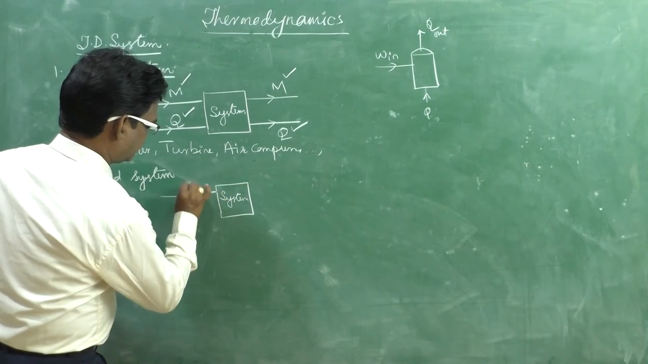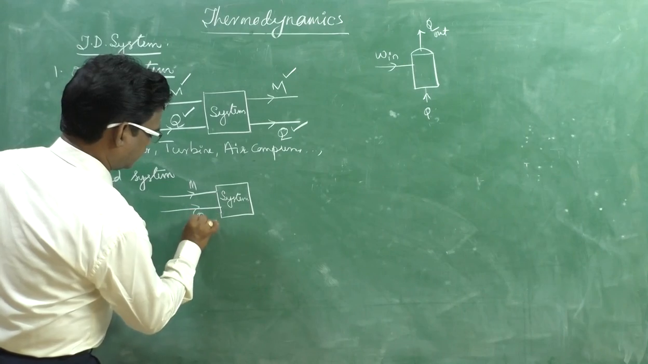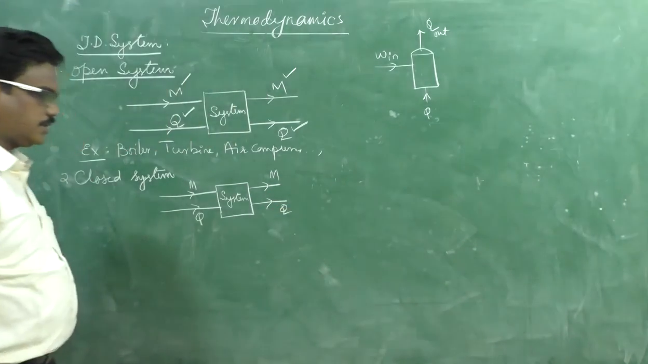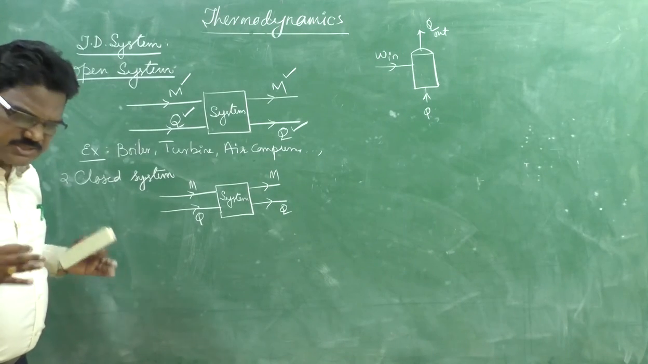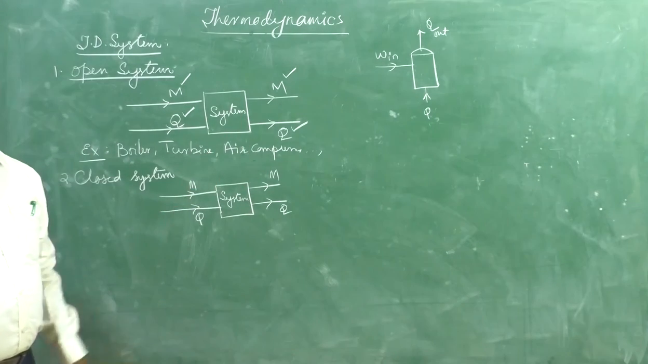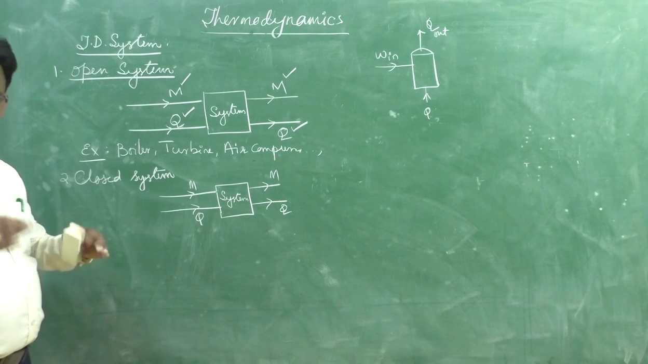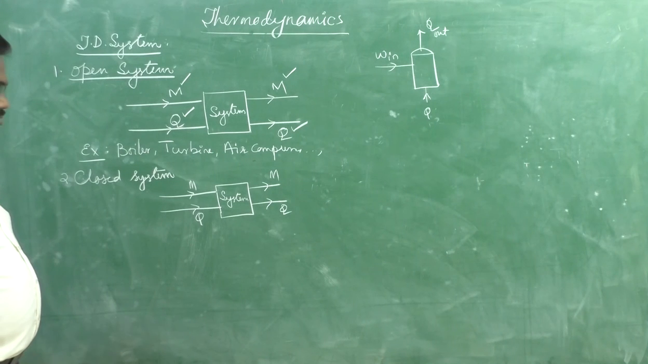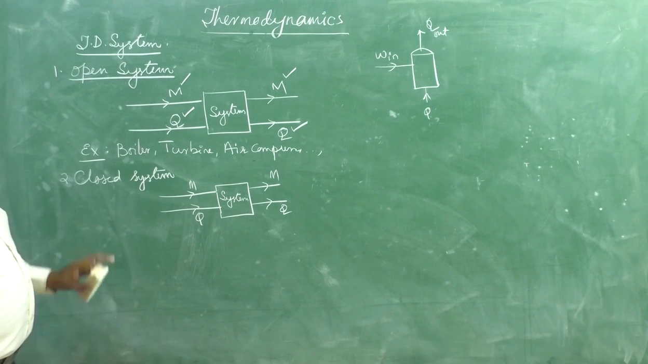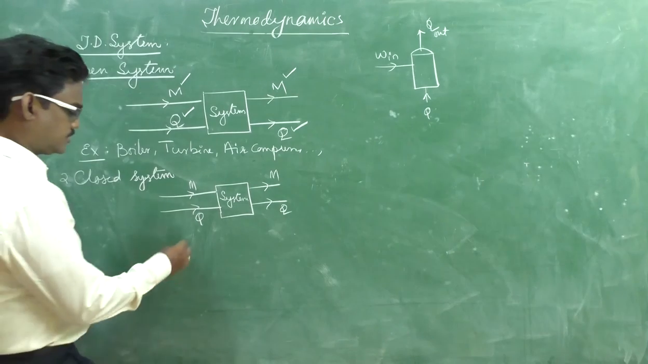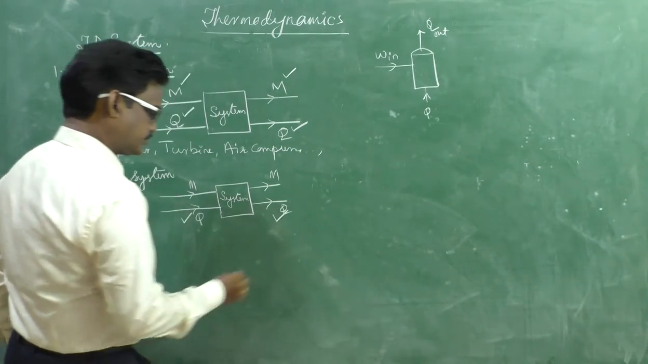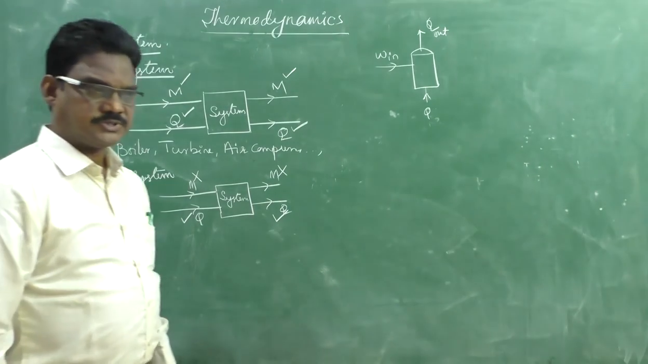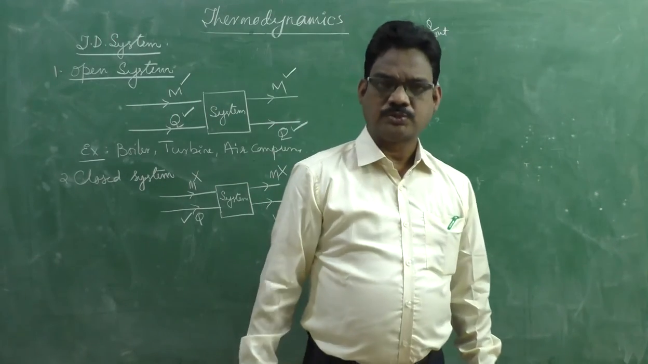Now you can draw mass, heat, mass, heat. Okay? Only energy interaction is there, but there is no mass transfer. Only heat entering, heat leaving is there, but there is no mass leaving and mass entering. Such type of system is called a closed system. That means heat enters, heat leaves, but mass will not enter, mass will not leave. Okay? Such type of system we can call the closed system.